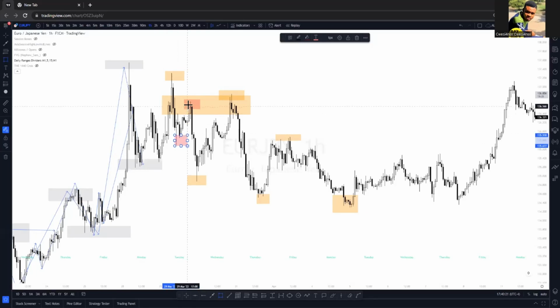Lower low, lower high, lower low, right? Before this, if you're on the H1, what will you do? You do something like this, and this place becomes your premium price.